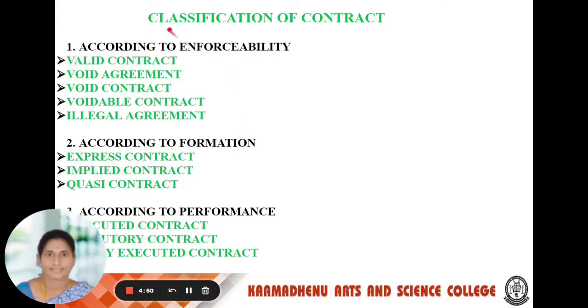Now I'm going to discuss the classification of contract. There are three types of contract. First one, according to enforceability; second, according to formation; and the next one, according to performance. First, according to enforceability: valid contract, void agreement, void contract, voidable contract, illegal agreement.